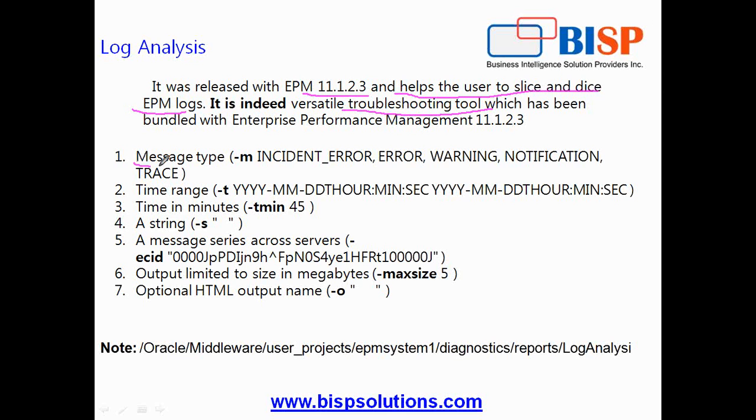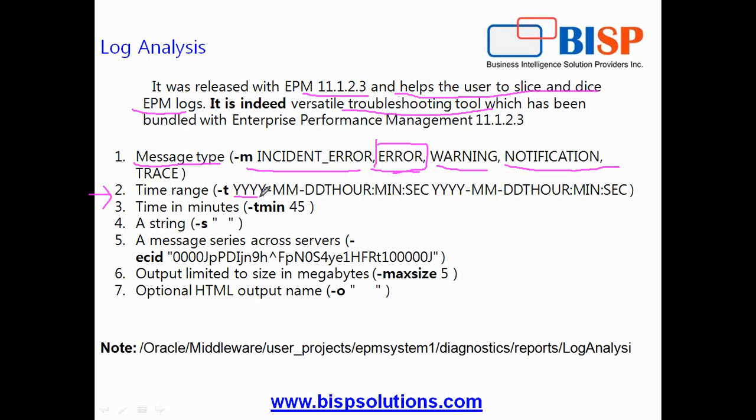First, you decide the type of messages you would like to capture: error messages, warning, notification, or incident error. So you can pass minus M and define the kind of message you would like to consider. For example, to see only error messages, you can run log analysis minus M and pass error. This is used extensively. You may also like to find the errors that occurred during a certain time period, so you can use minus T and define the timestamp.